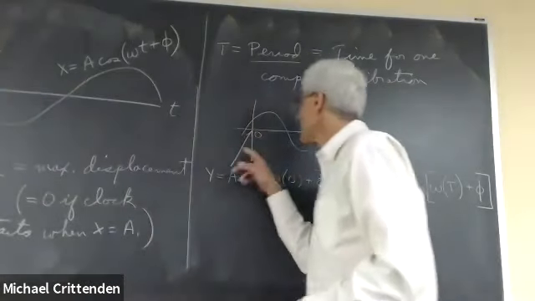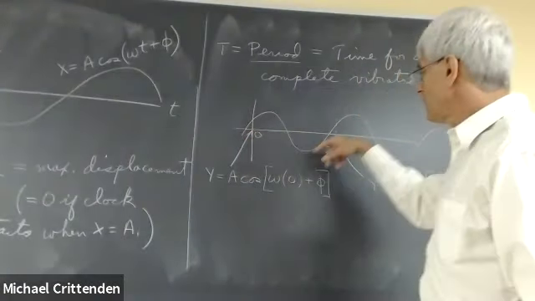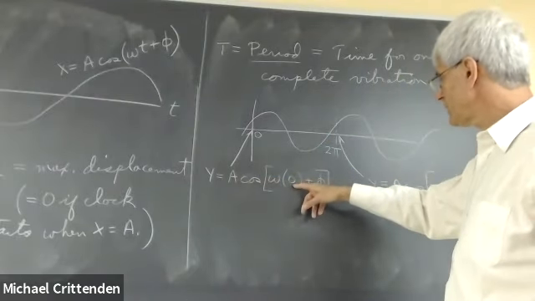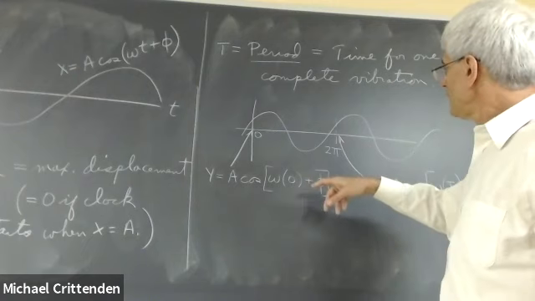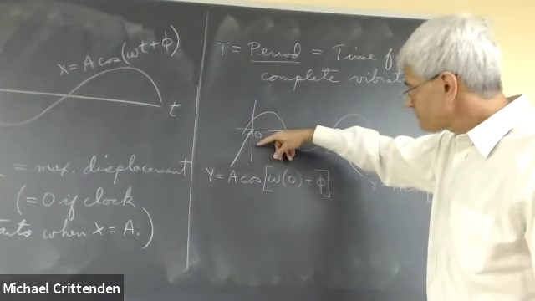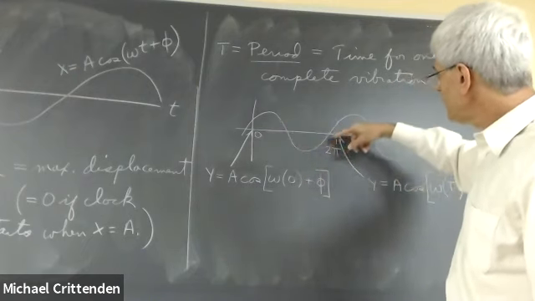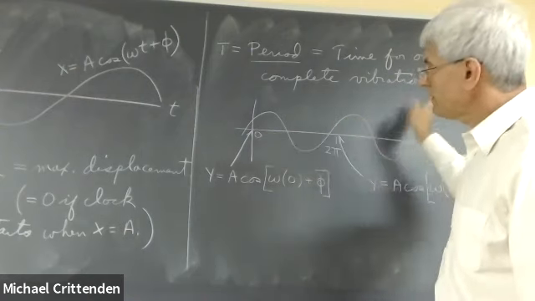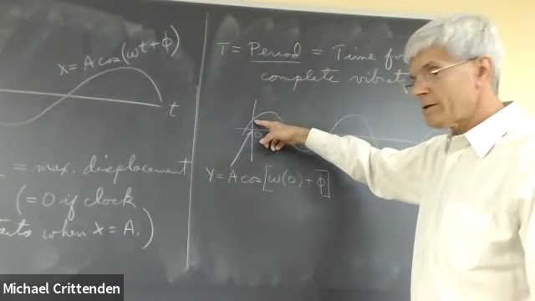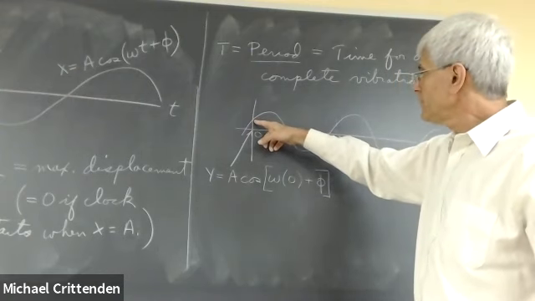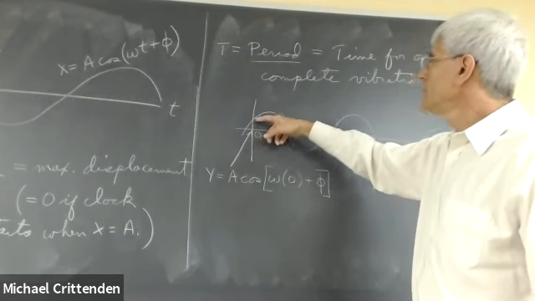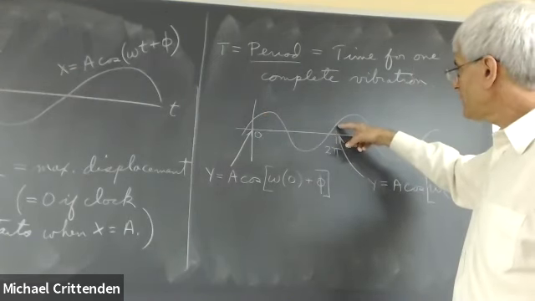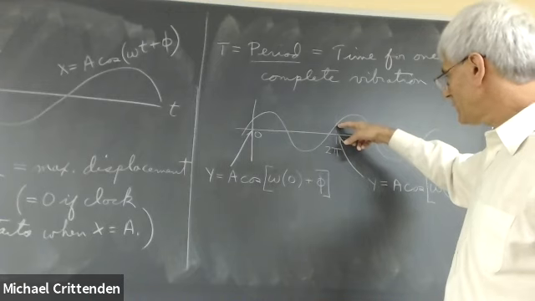So here's our graph. Y equals A cosine of omega times the time plus the phase angle. Let's consider one complete cycle. And, you know, it doesn't matter what the phase angle is. Whatever point in the cycle the curve was at here, you've completed one period when you get back to that same point in the cycle.